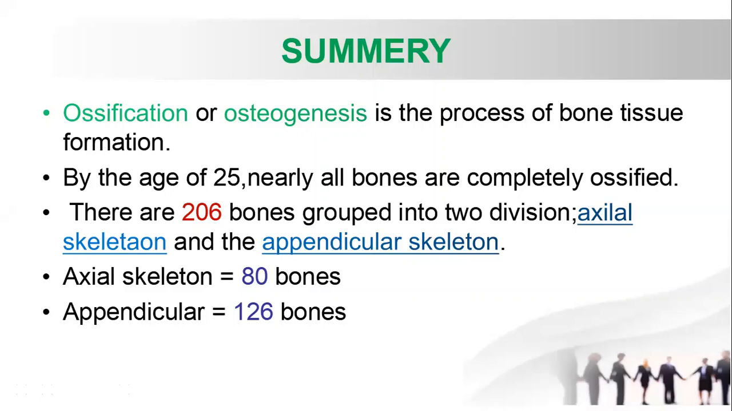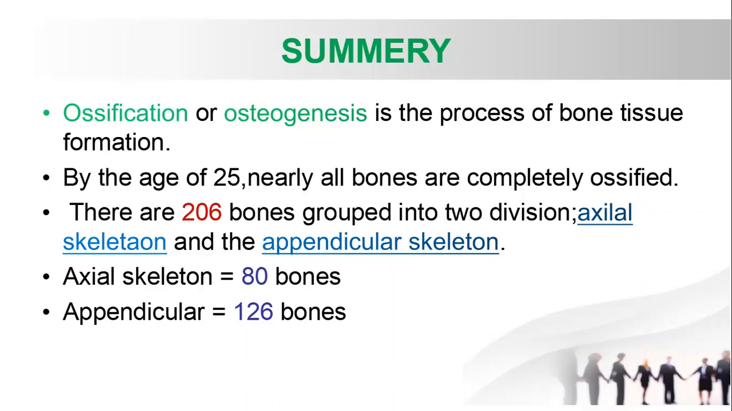In summary of the discussion of introduction to bones, ossification or osteogenesis is the process of bone tissue formation. That's just a general descriptive term about bone formation. By the age of 25, nearly all bones are completely ossified. So the whole bones, including the cranium and the extremities, in general the axial and the appendicular skeleton, are fully formed.